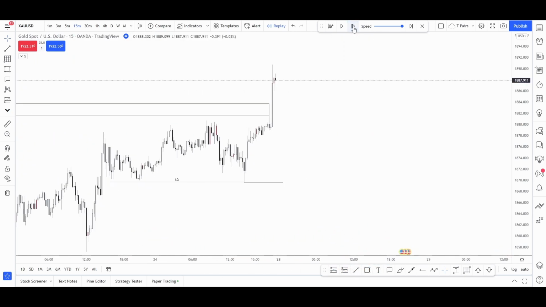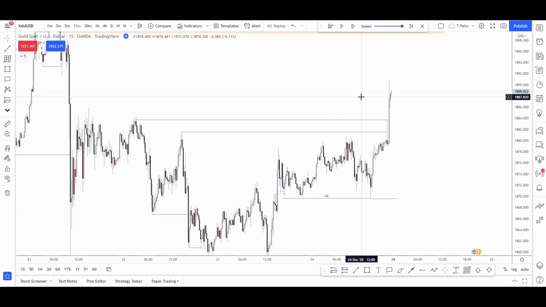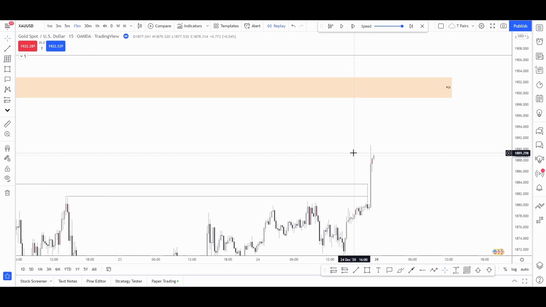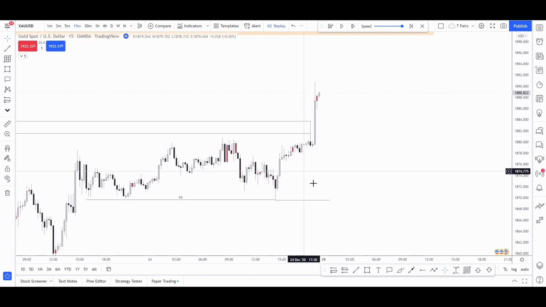Let's just click forward a few clicks. Oh, there we go. Big boom forwards. I think it looks like we're going to be pushing our way up to here, so I'm kind of interested in this move.